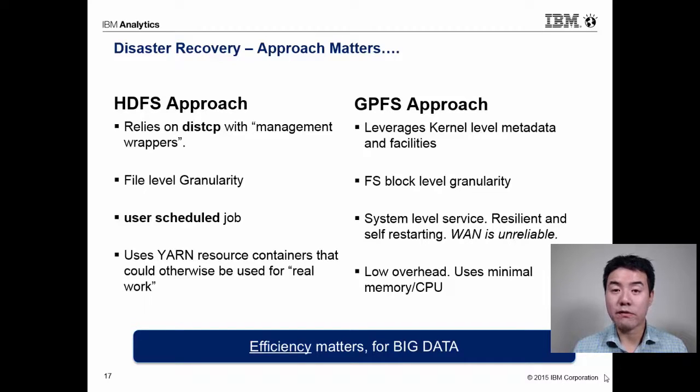The GPFS approach is really different. Because Spectrum Scale is a kernel-level file system, we can use kernel-level metadata to support replication. The replication is not file level, it's actually block level. So if we're always appending to files, for example, we're not re-replicating those files, we only need to replicate the differences in the blocks. Instead of being a user-scheduled job, this is a system-level service. It's resilient and self-restarting. The wide area network, or WAN, is assumed to be unreliable. Finally, instead of being a Java-based MapReduce application that runs as a user job, GPFS replication runs as a system-level service that is resilient and uses minimal memory and CPU.